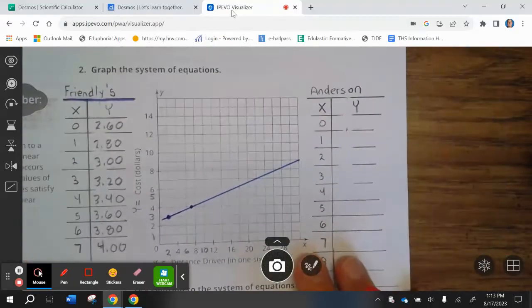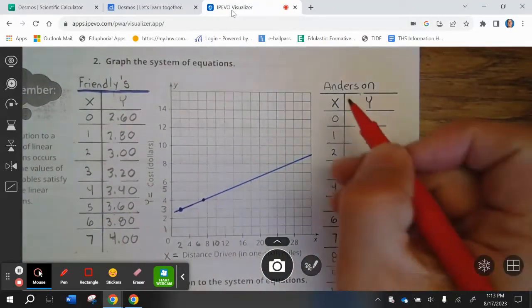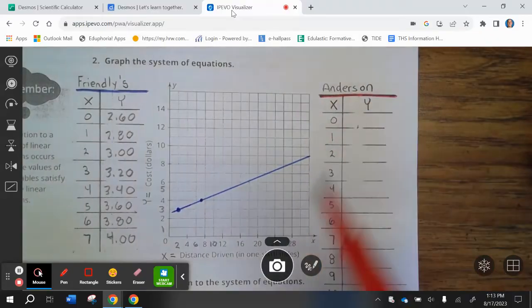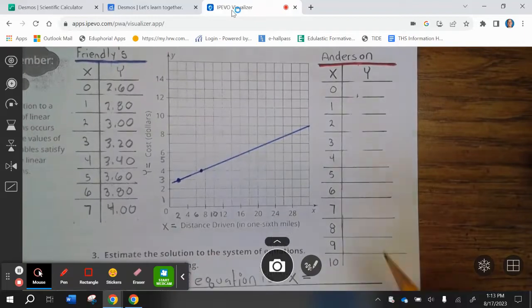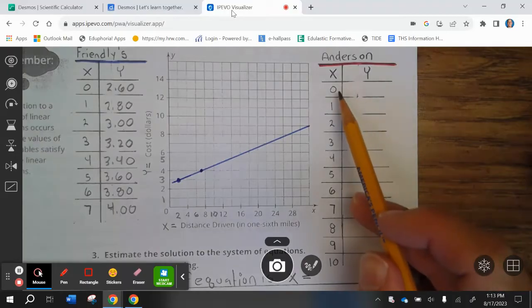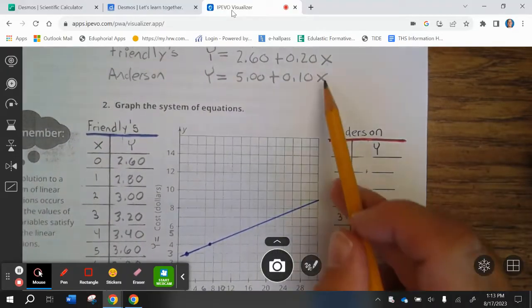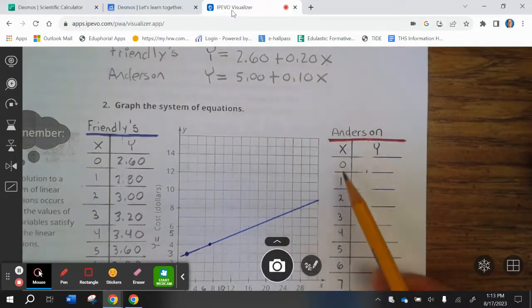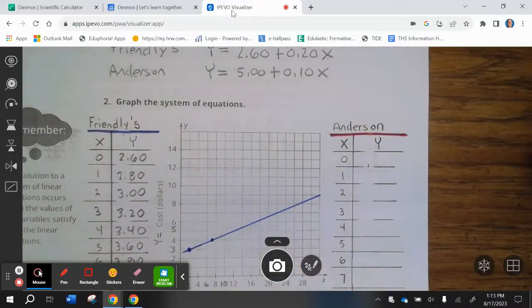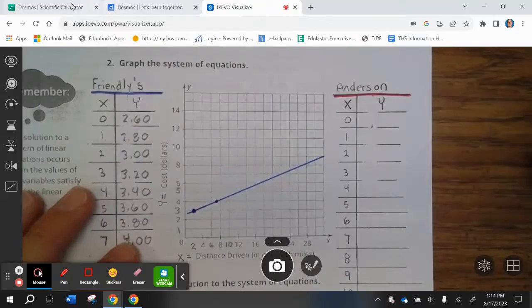Now let's do Anderson. And let's go ahead and graph Anderson in red. Okay, and I've put several points because we want to get as many points as we can until we get, if we can, whole number points. So we're going to plug in 0 for x, 1 for x, 2 for x to get the y value. And let's go ahead and use Desmos to do that.